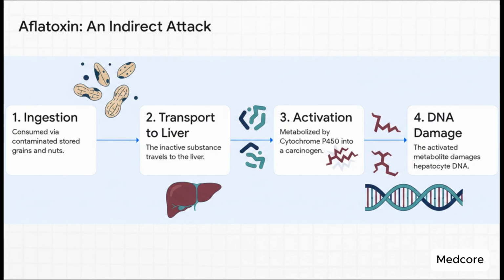Aflatoxin is the classic example of an indirect carcinogen. When you eat it, it's actually not that harmful. The problem starts when it gets to the liver. Our cytochrome P450 system, which is supposed to be detoxifying things, instead metabolically activates the aflatoxin. It turns it into the super reactive molecule that then goes on to damage the DNA in our liver cells. That's why it's so specific for the liver.